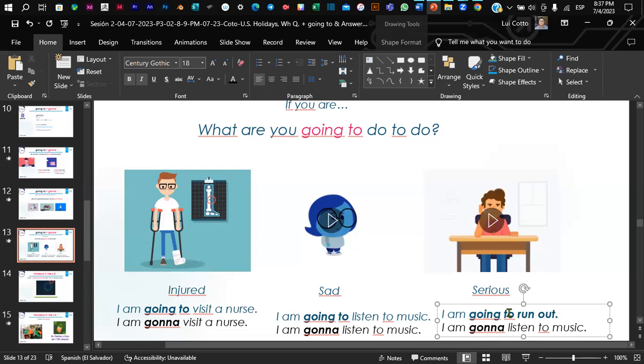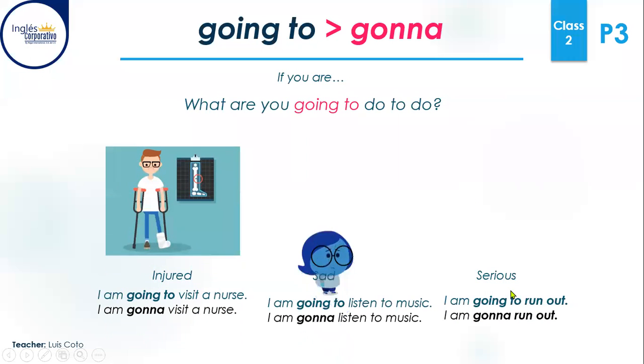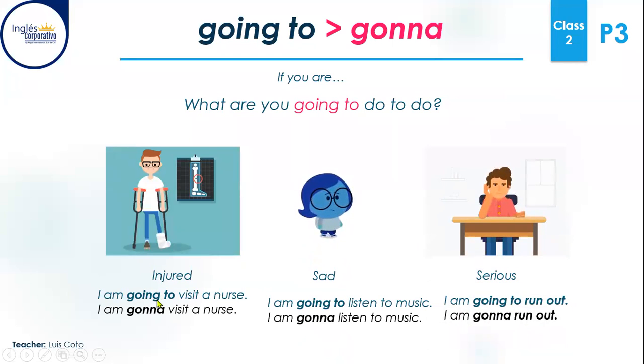Going to run out. Okay, now the informal. The informal is? I'm going to run out. Voy a salir a correr. Yes, I'm going to run out. Okay, check. According with the pictures, you said going to versus informally speaking, gonna. Okay, very good. Questions, guys, in this part? Is it clear the difference between going to and gonna?